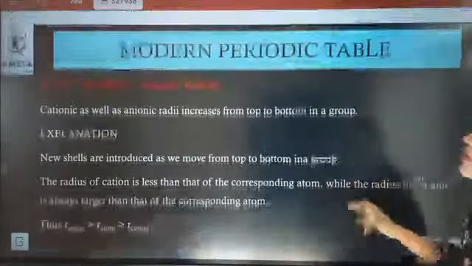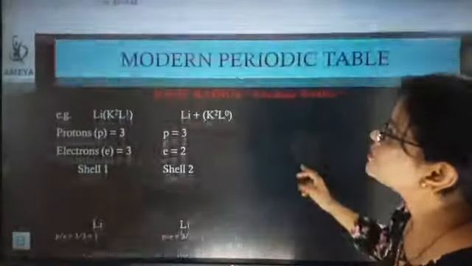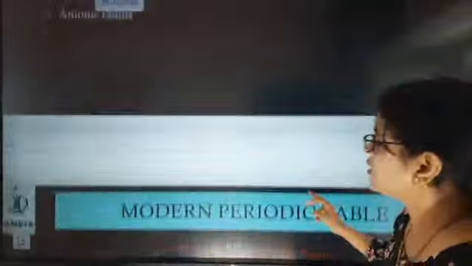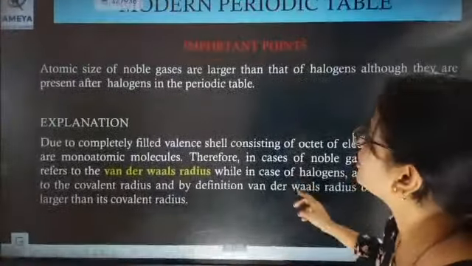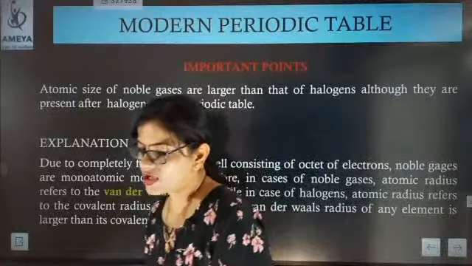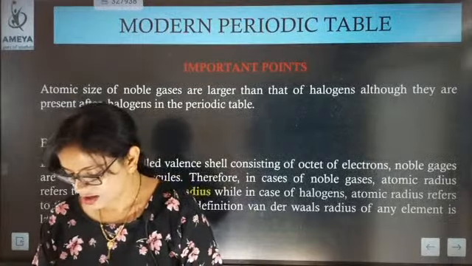Now, today we are going to talk about ionic radii. Before ionic radii, we are going to discuss atomic radii. Okay, atomic radii, ionic radii. Today we are going to discuss periodicity, so the periodic properties of the periodic table.